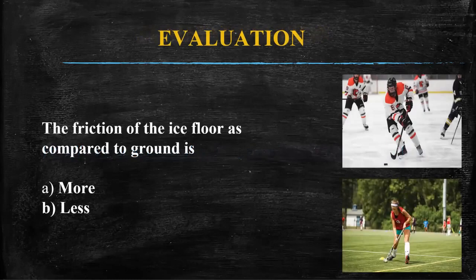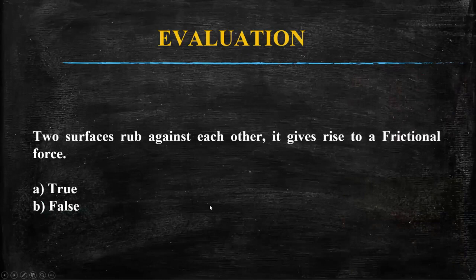Yes, students, here is the first question. The friction of the ice floor as compared to ground is A, more, B, less. Absolutely correct, students. The friction of ice floor as compared to ground is less, and therefore we are most probably to skid on the ice floor. So as you all said, absolutely correct. Now let us move ahead.